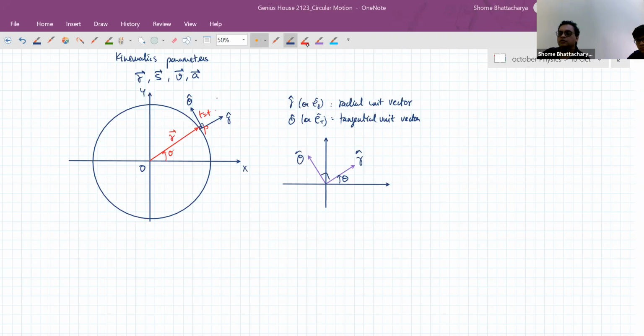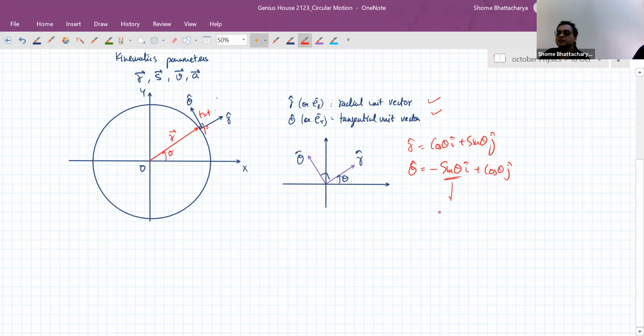So the relationship of r cap and theta cap with the instantaneous angular position is that r cap is cos theta i cap plus sin theta j cap, and theta cap is minus sin theta i cap plus cos theta j cap, because the angle with the x-axis is 90 plus theta. This minus sin theta is coming because it is cos of 90 plus theta, and this plus cos theta is coming because it is sine of 90 plus theta. So these two unit vectors which I've drawn in the circle, if you bring them to your xy axis, you can see that this is how they look.